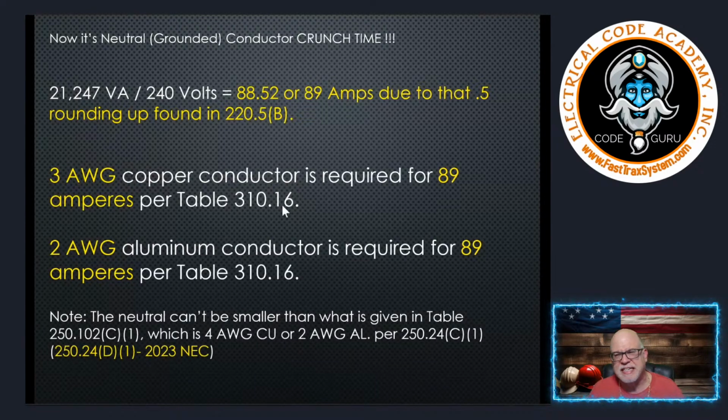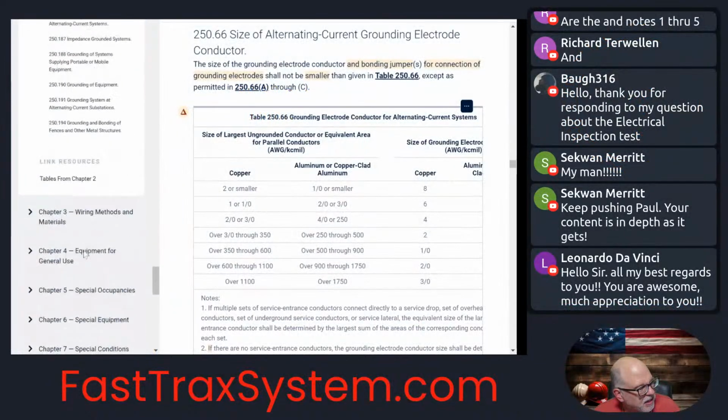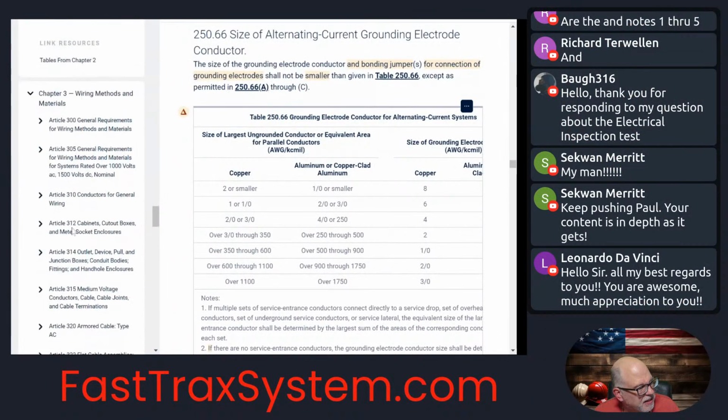So if we go to 310.16, under the 75-degree column, we have to have a conductor that can handle at least 89 amps. So I think if you go to the NEC, we'll do that really quickly since we're already invested in this.